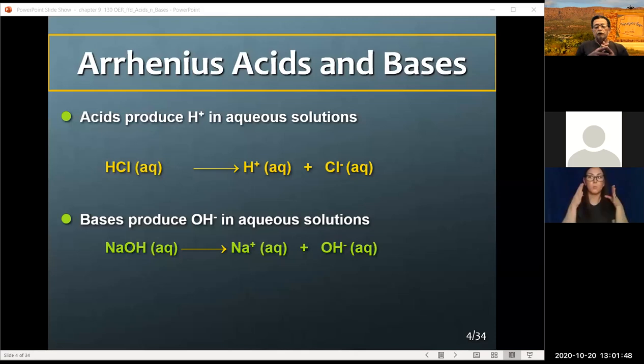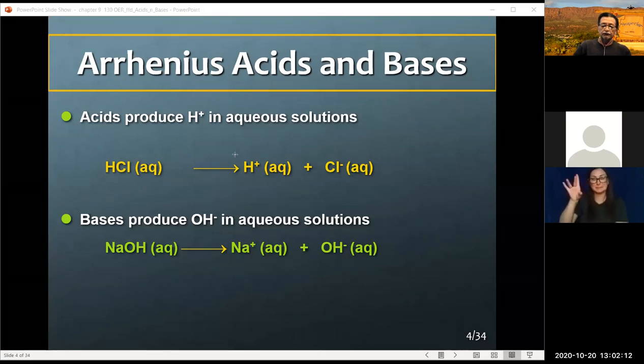Now remember, we talked about two definitions of acids and bases. An acid, be it by the Arrhenius definition or the Brønsted-Lowry definition, produces a proton, and that is hydrogen that has lost its electron, resulting in a positively charged ion.